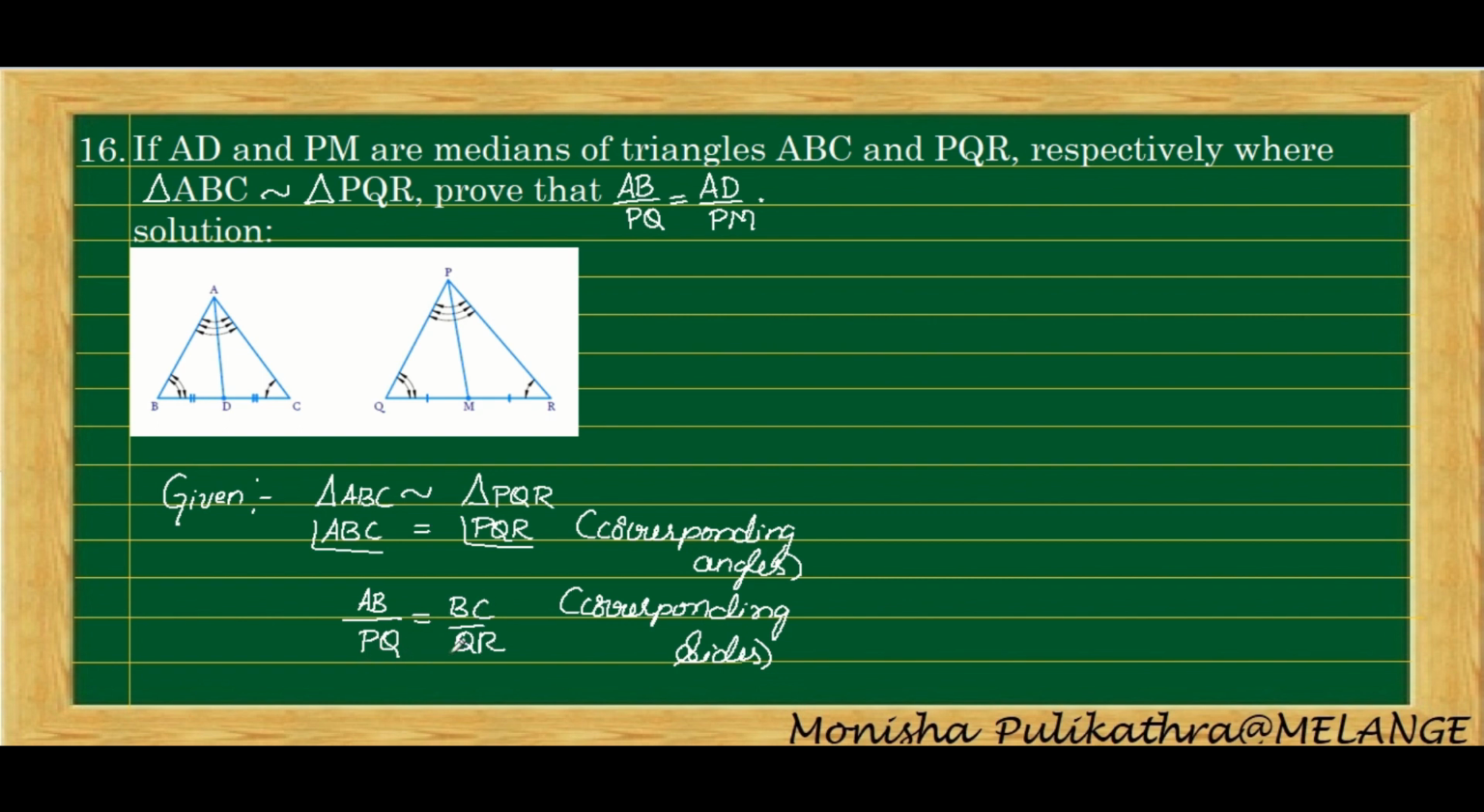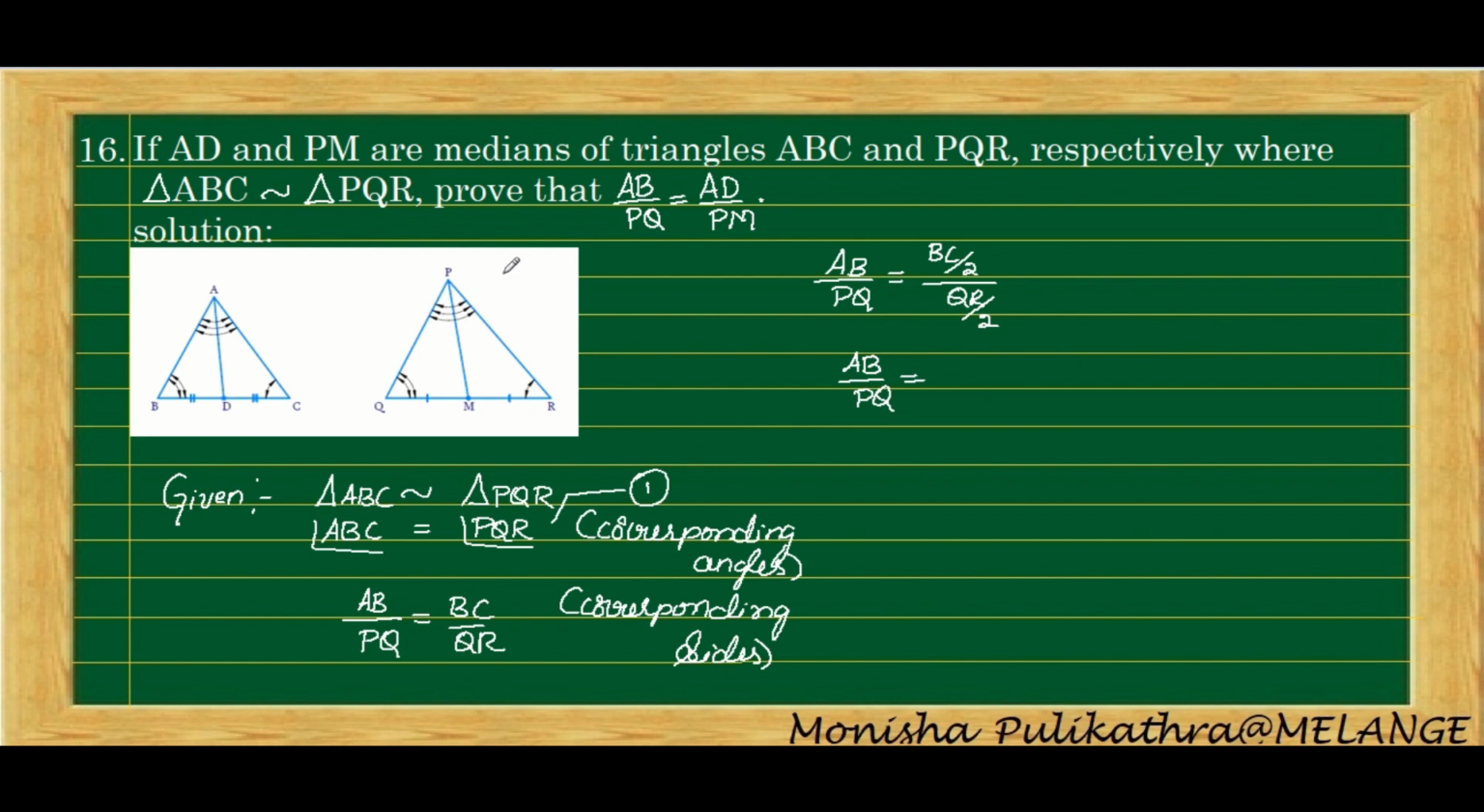I will be giving some slight variations in order to prove that. That is AB by PQ, instead of BC by QR, I will be writing BC by 2 divided by QR by 2. Why I am doing this is, we need to prove these half triangles are also similar to each other. In order to get that, I will divide by 2. If we divide, we will get the same answer. So let this be equation 1: AB by PQ, BC by 2.